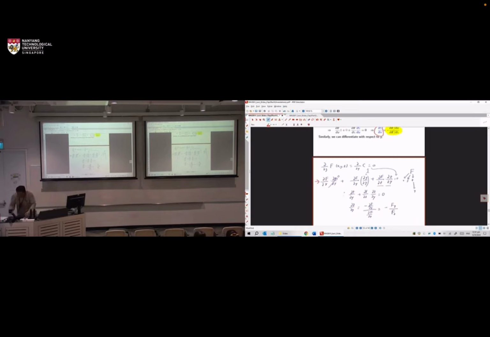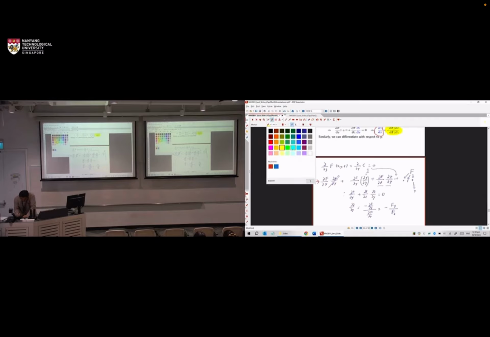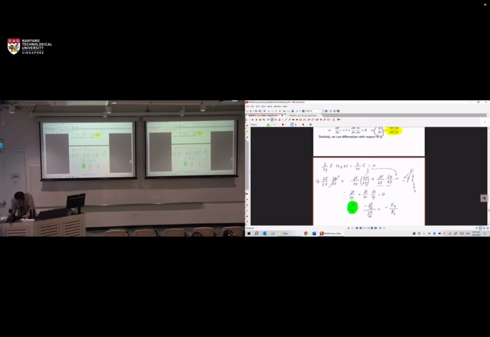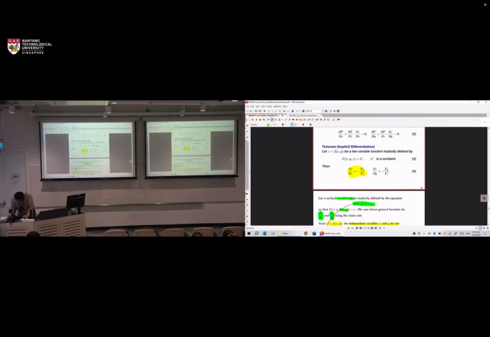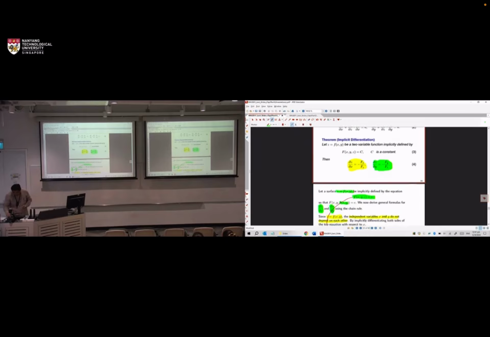So let's go back and double confirm this formula here. It is the same as over here. That's how the derivation comes about.